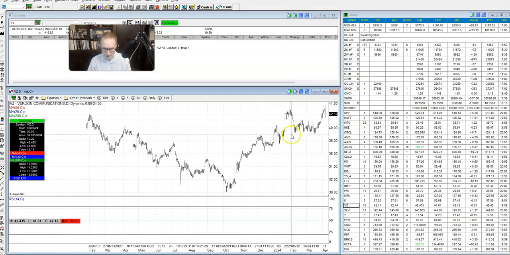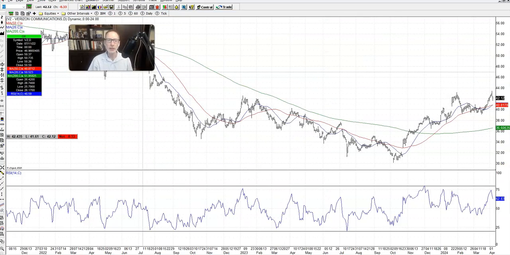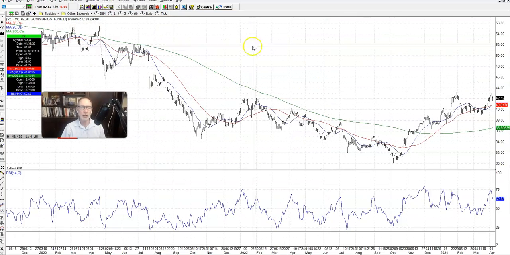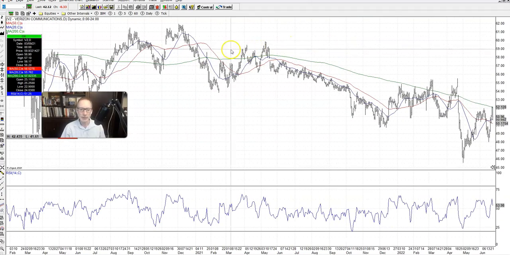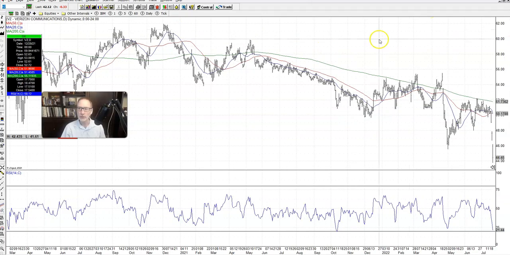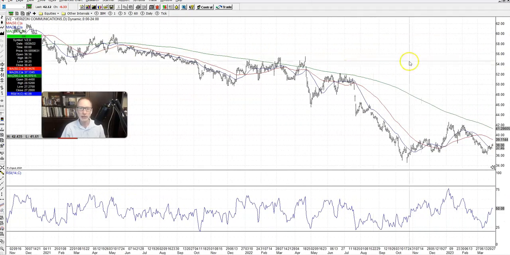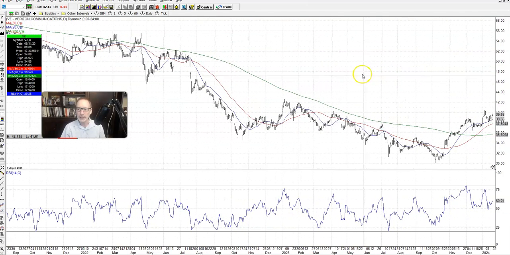So Verizon was a stock that I talked about for so long in these videos. If you've been with us for a while, Verizon had been in this downtrend. God, how long has it been? Since end of 2020, just gone from $62 all the way down to about $30 a share, which it hit last October.